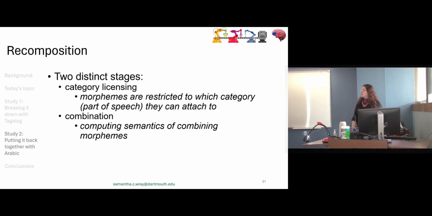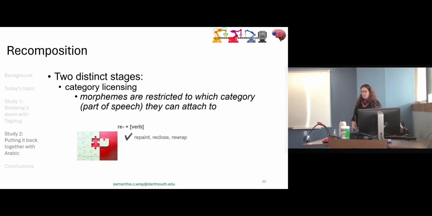If we take the affix re, this prefix has some conditions to it, right? It has to attach with a verb. So repaint, reclose, rewrap are okay. Oops, sorry. Re-idea, re-napkin, re-sadness are not. And you might be able to kind of coerce meaning here. English is really, really good at making nouns verbs. And so you might say, oh, I need to refill the napkins of the napkin dispenser. I need to re-napkin the dispenser, right? But in general, re really wants a verb to attach to it. So this category licensing stage is going to make sure that the affix and the part of speech are compatible.